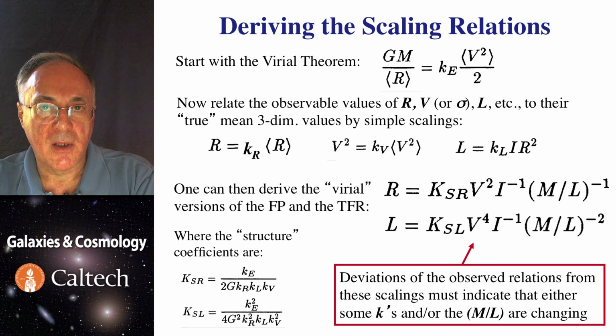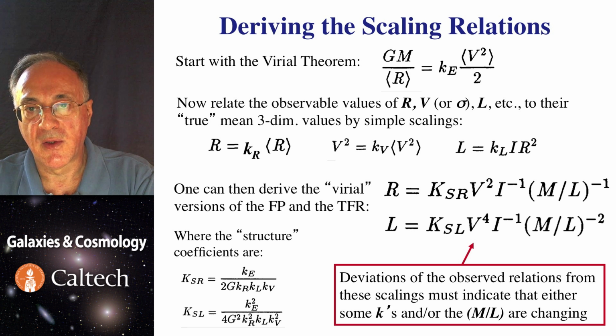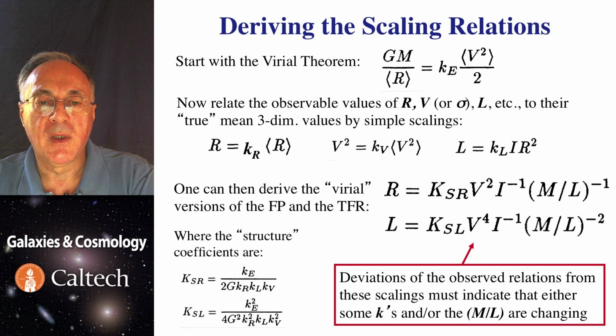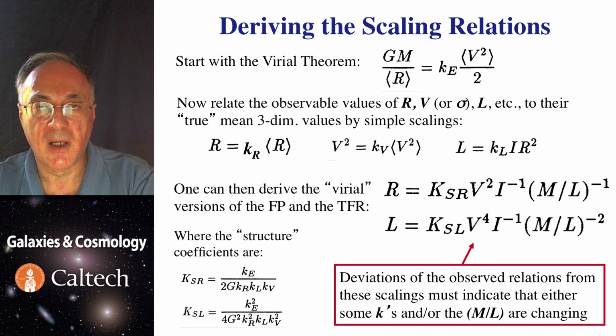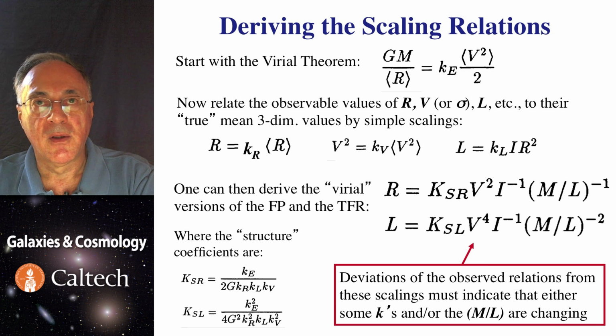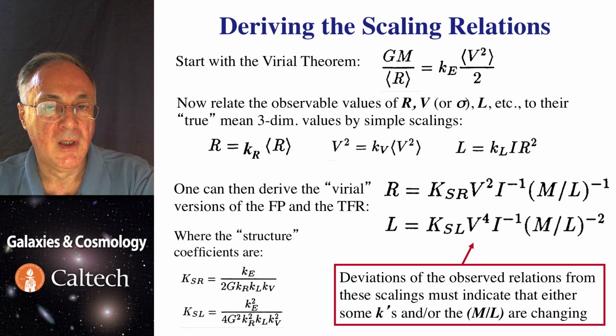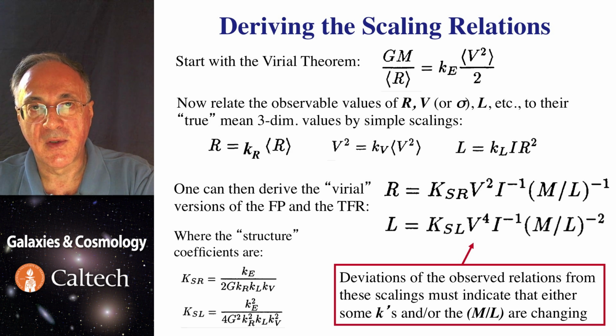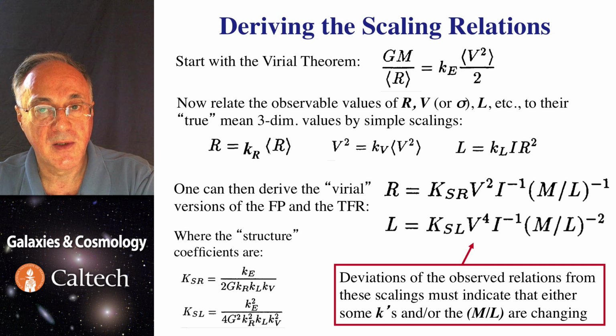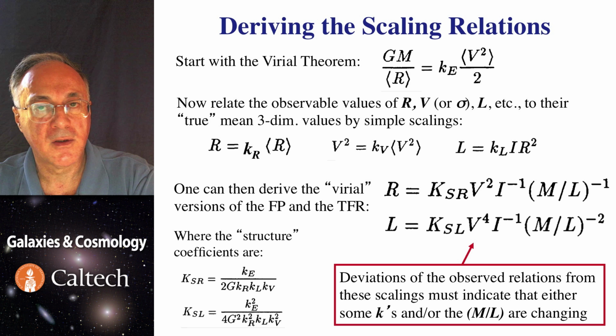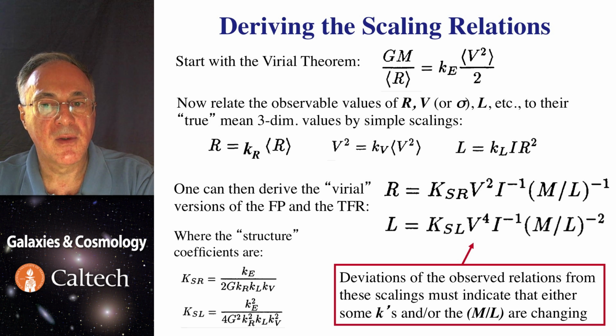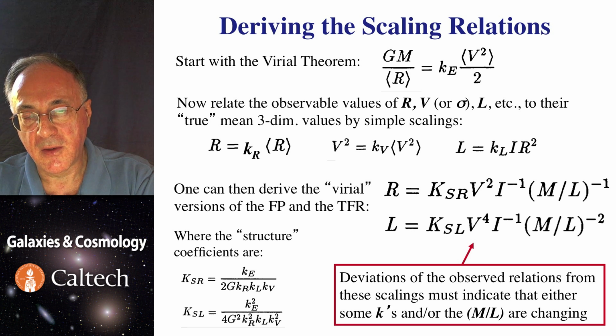And we can account for density structure again with some proportionality constant because we just assume they all have the same shape. Then we can simply, from the virial theorem, come up with the expression that radius should scale as we measure velocity to the second power, that could be velocity dispersion, surface brightness to the -1 power, and mass to light ratio to the -1 power. Likewise, we can deduce that luminosity will scale as the fourth power of velocity, or velocity dispersion, just like in Tully-Fisher or Faber-Jackson, the -1 power of surface brightness, and the -2nd power of mass to light ratio.